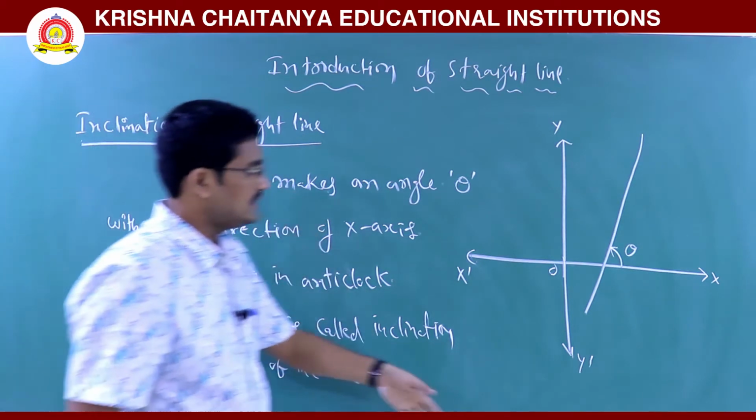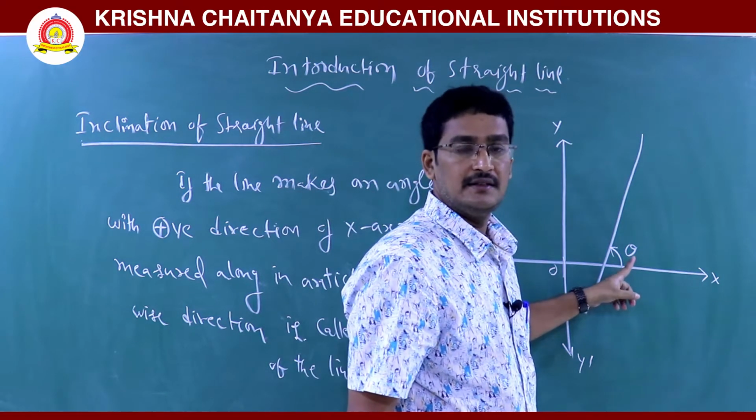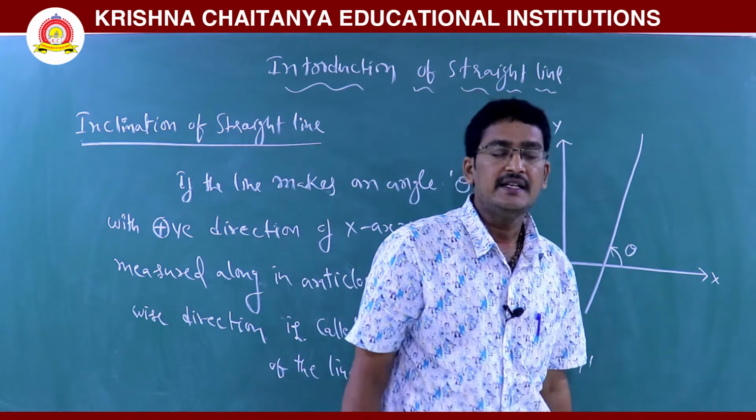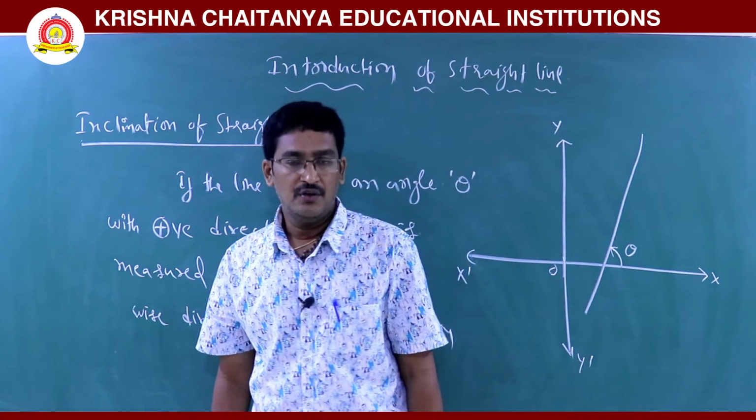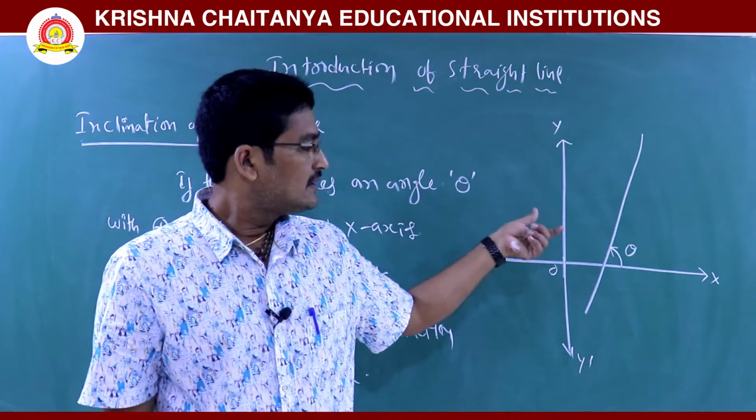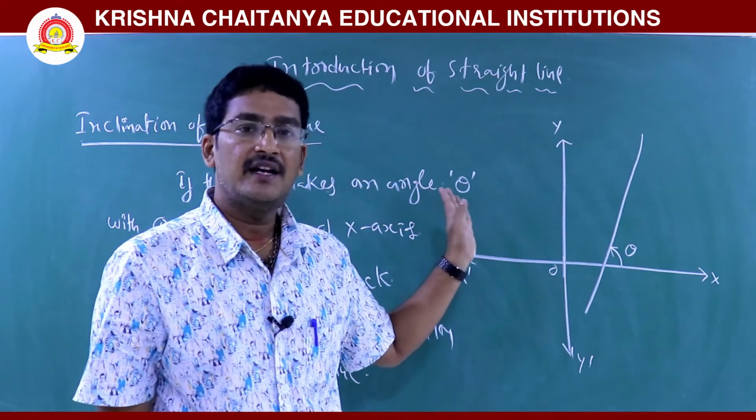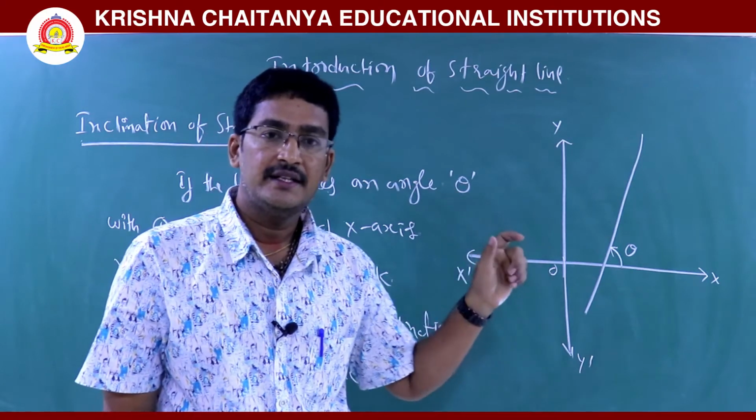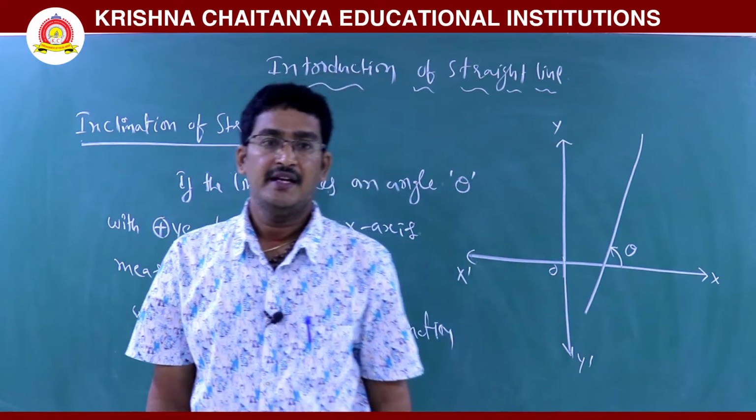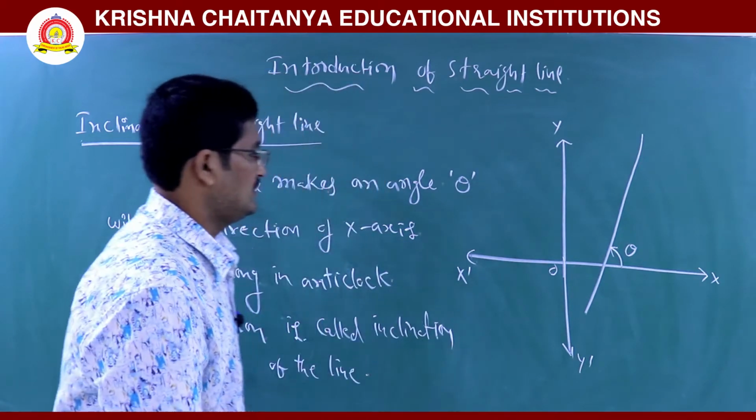So in this figure, theta is the inclination of this line. So what is the definition of inclination? If a line makes an angle theta with the positive direction of x-axis measured along the anti-clockwise direction, then you have to say that theta is defined as the inclination of the straight line. Okay, just you have to remember that one.